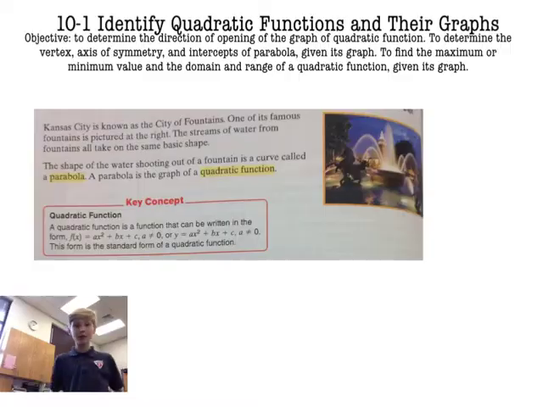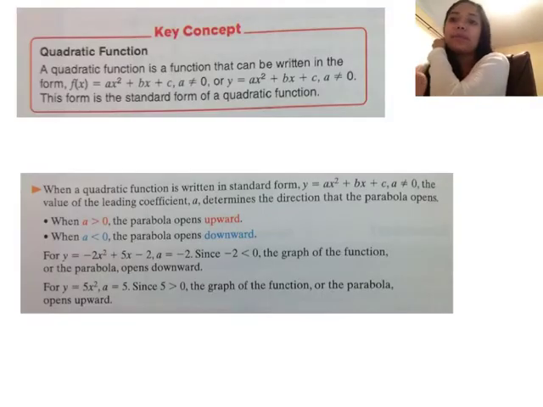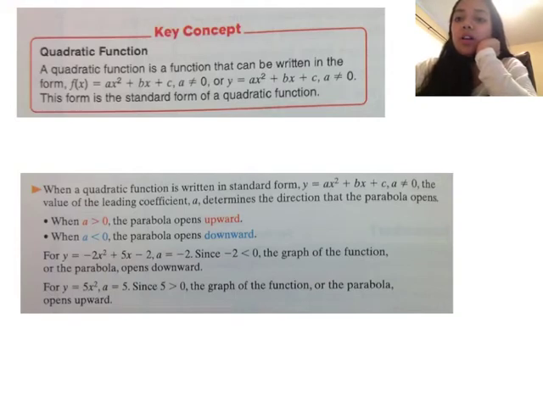Okay, so the key concept, you need to write this down. A quadratic function is a function that we can write in the form f of x equals ax squared plus bx plus c. That should look very familiar to y'all. Or y equals ax squared plus bx plus c. A cannot equal 0 on either of them. This form is the standard form of a quadratic function. If a equals 0, it would just be a linear function. A quadratic function is a parabola.